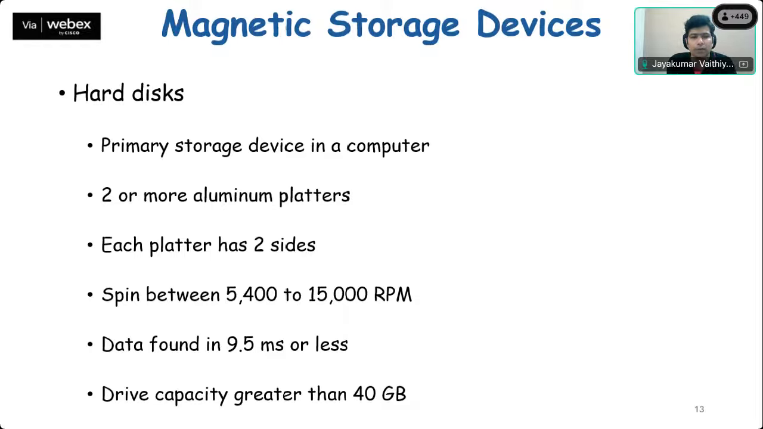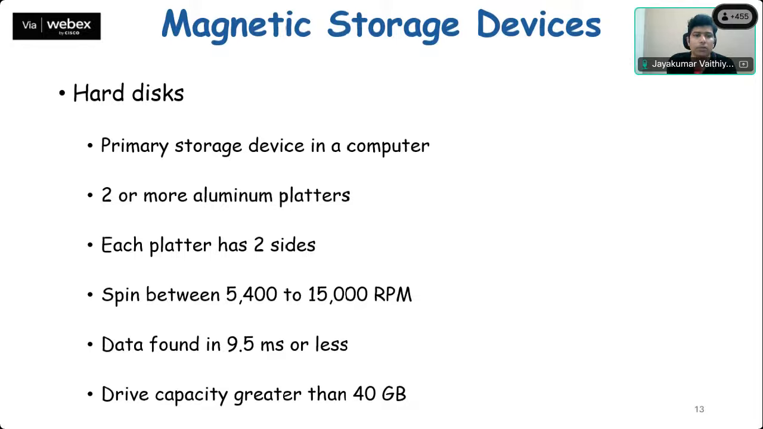And this spin is between 5,400 RPM to 15,000 RPM. Based upon this speed, you can read and write your data much faster. Suppose you are using it for scientific computation, network storage devices, or cluster computing, you need to go for higher RPM.